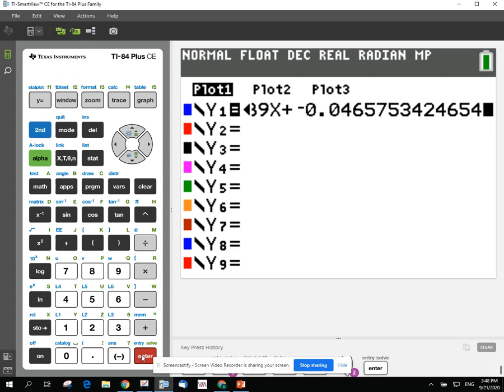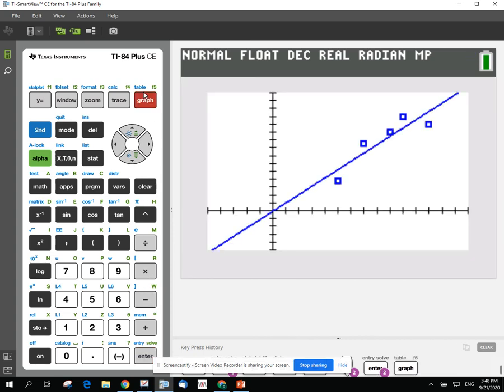And now look what happens when I graph it. There's a line that passes right through. This is the line of best fit. Not a good one, the best one.